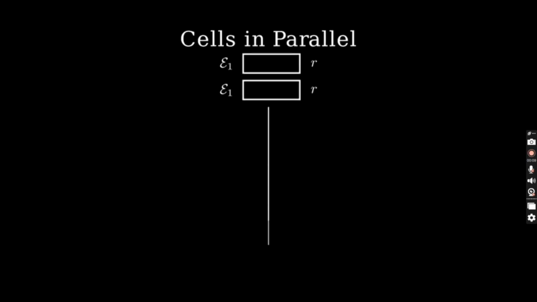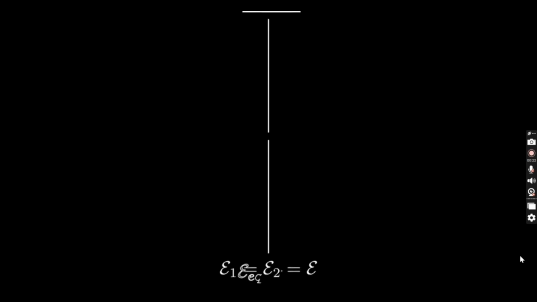Let's analyze a circuit with two cells connected in parallel. This is cell 1 with EMF E and internal resistance R. And this is cell 2 with EMF E2 and internal resistance R2. Let's assume, for simplicity, that both cells have the same EMF. This means E equals E2. The equivalent EMF, in this case, is simply the common EMF.